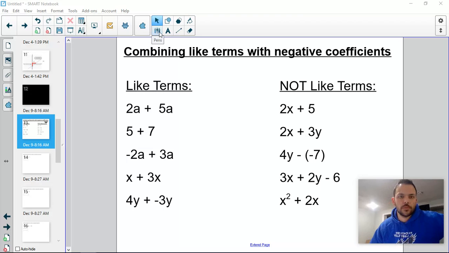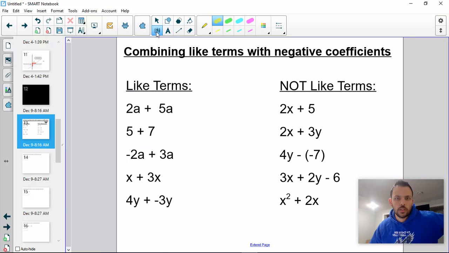This is all a review from 7th grade, so hopefully you already know some of this, and I'm just reminding you. We're going to start with combining like terms, which you did last year. I want to show you some like terms here, and then some terms that are not like. Here we have 2a and a. Those both have a's, so they are like terms.